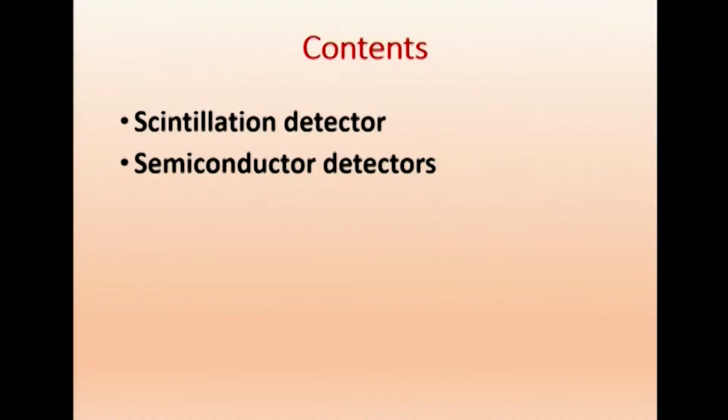We shall continue with nuclear and particle physics. We have been discussing types of detectors used for detection of nuclear radiation. Now we shall continue with one more detector. So we shall be discussing two things today: scintillation detector and semiconductor detectors. Scintillation detector, we have only just one type, and semiconductor detectors, we have several types.